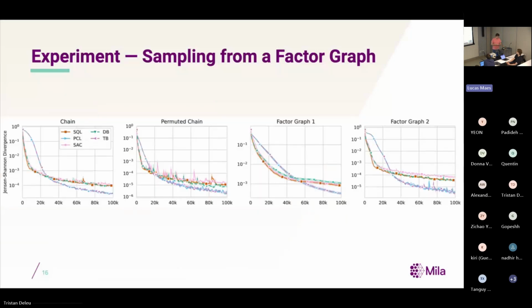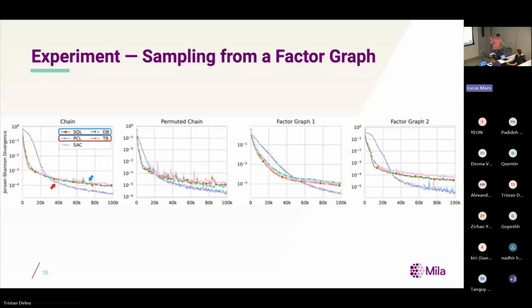So these are results. These are learning curves for different settings that were considered in the literature before, on chains, permuted chains, and different structures of factor graphs. What is interesting is that if we look at the different learning curves, SQL and detailed balance, so soft Q-learning and detailed balance, are exactly matching in terms of learning behavior. Same thing for PCL and DB. We have learning curves that are exactly matching, which is what we were expecting. It matches the theoretical result that we had initially.